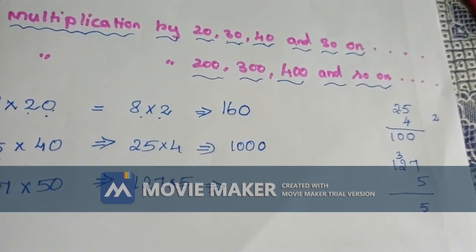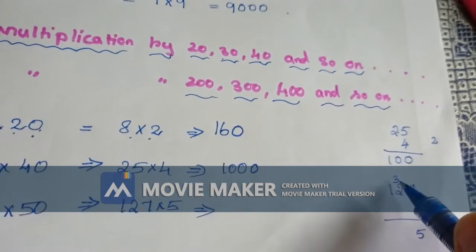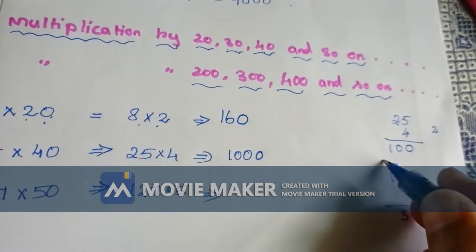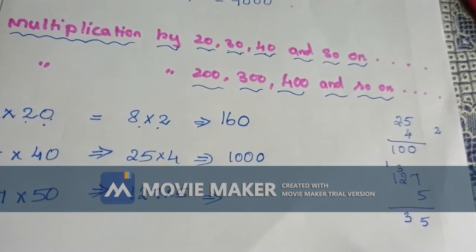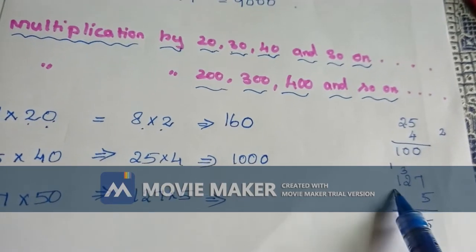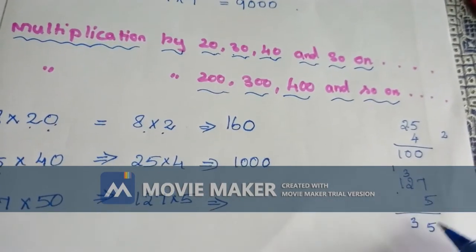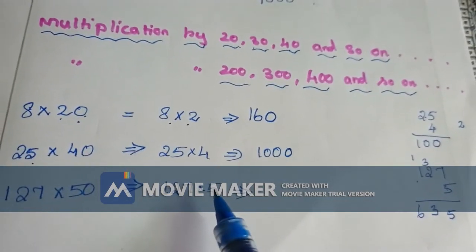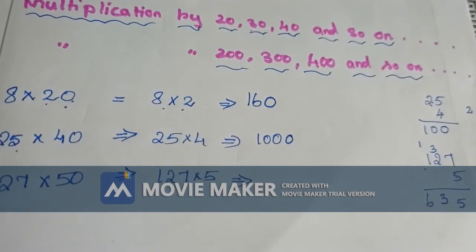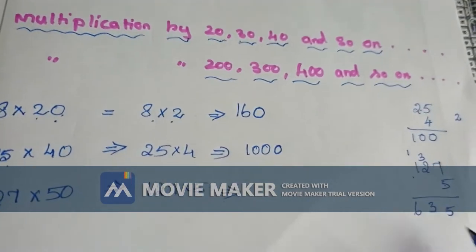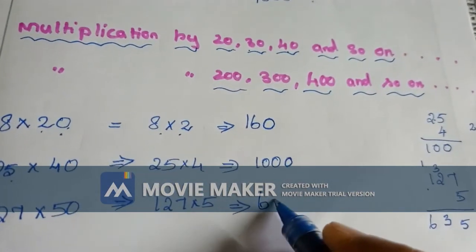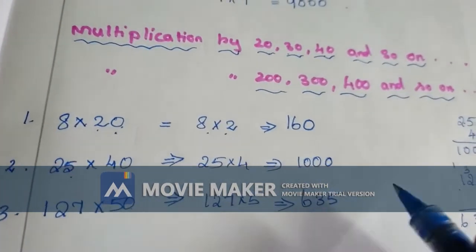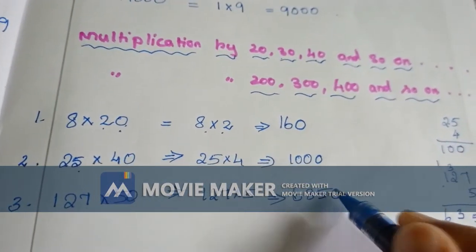Okay, then 5 2s are 10. 10 plus 3 is 13. So write 3 to this tens place and carry over this 1 to this hundreds place. Then 5 ones are 5. 5 plus 1 is 6. Okay, so this 127 by 5, the answer is 635. Okay, then next we have to add this 0 to this ones place.